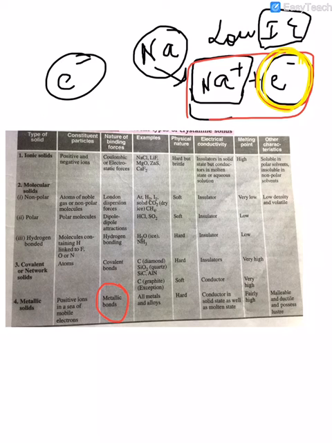Metallic bond is also a very strong bond, right? So their melting point is also very high, but not higher than the ionic solid as well as the covalent solid. Now our fourth type of the solid is molecular solid.